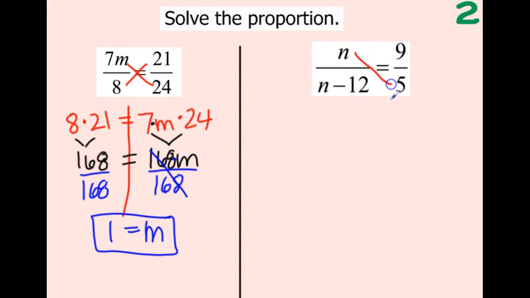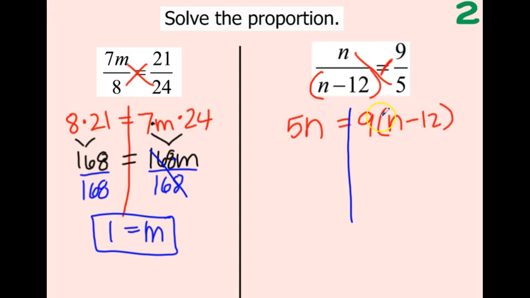On this one, this cross is easy, n times 5 is 5n. But on the other side, we have 9 multiplied by n minus 12. Well, if you have an addition or subtraction, you need to keep this part together, so we're really multiplying 9 by this whole piece, n minus 12. So what we're really going to do is distribute, or multiply it by both parts. If you want, you can draw a box.